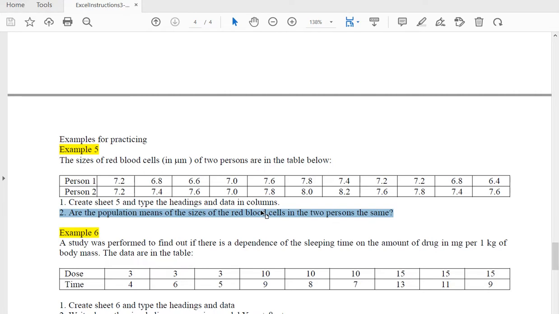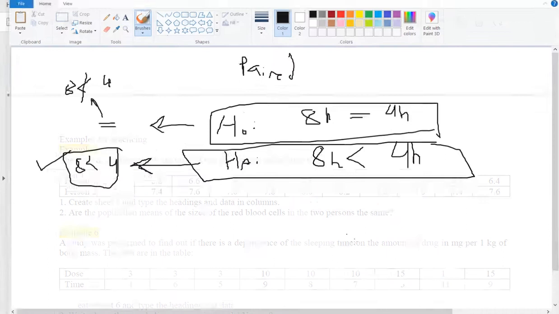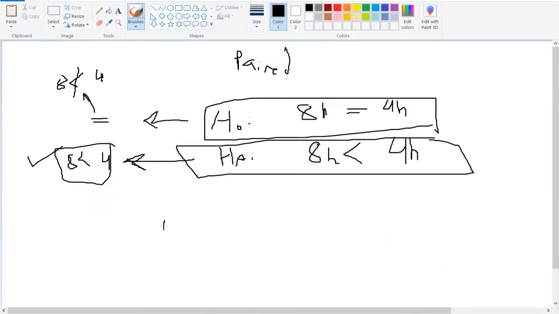Okay, what kind of t-test are we going to need for this one? Yes, it is a 2-sample t-test, because are the means of the red blood cells in the 2 persons the same? We are comparing the 2 samples, these 2 people, to each other directly. As always, we mention it as P1, P2, and we're comparing them directly to each other, whether they're the same.